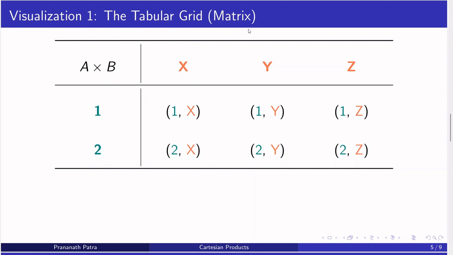Imagine drawing a simple table. Along the top columns, we place the elements of set B, x, y, and z. Down the side rows, we place the elements of set A, 1 and 2. Where these rows and columns intersect, we form our new pairs. Looking at the row for number 1, it meets the columns to create the pairs 1x, 1y, and 1z. Looking at the row for number 2, we find the pairs 2x, 2y, and 2z. It's a perfect organized grid of harmony.